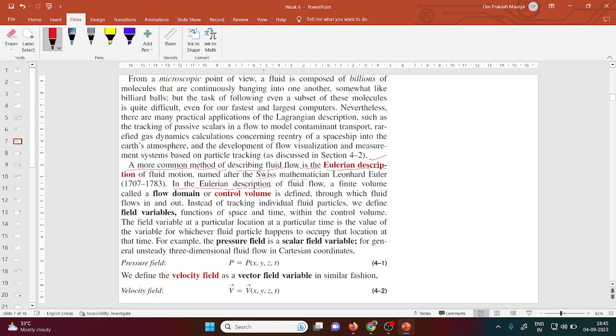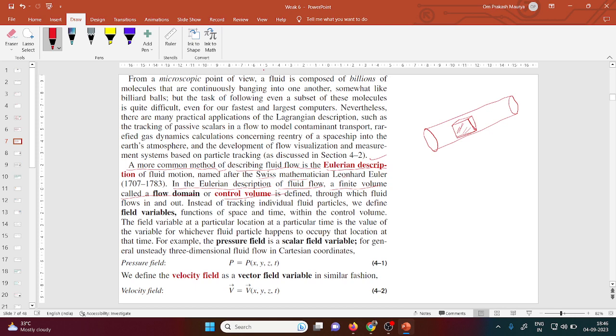In the Eulerian description of fluid flow, a finite volume called the flow domain or control volume is defined. Let's say, in the pipe flow case, in place of tracking a single fluid particle, what we do is use a control volume. Let's say this is the control volume. This is known as the flow domain. A control volume or finite volume is defined in the case of the Eulerian description.